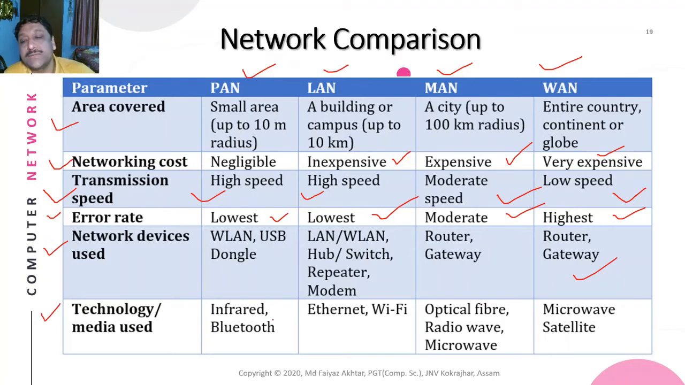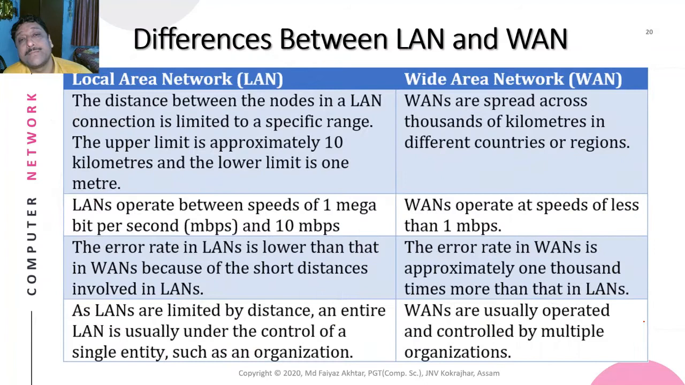Technology media used: infrared and Bluetooth is used here, Ethernet and Wi-Fi is used here. In MAN, optical fiber, radio wave or microwave is used, and in WAN, microwave and even satellite is used to establish a WAN network. Okay, these are the comparisons you must remember.